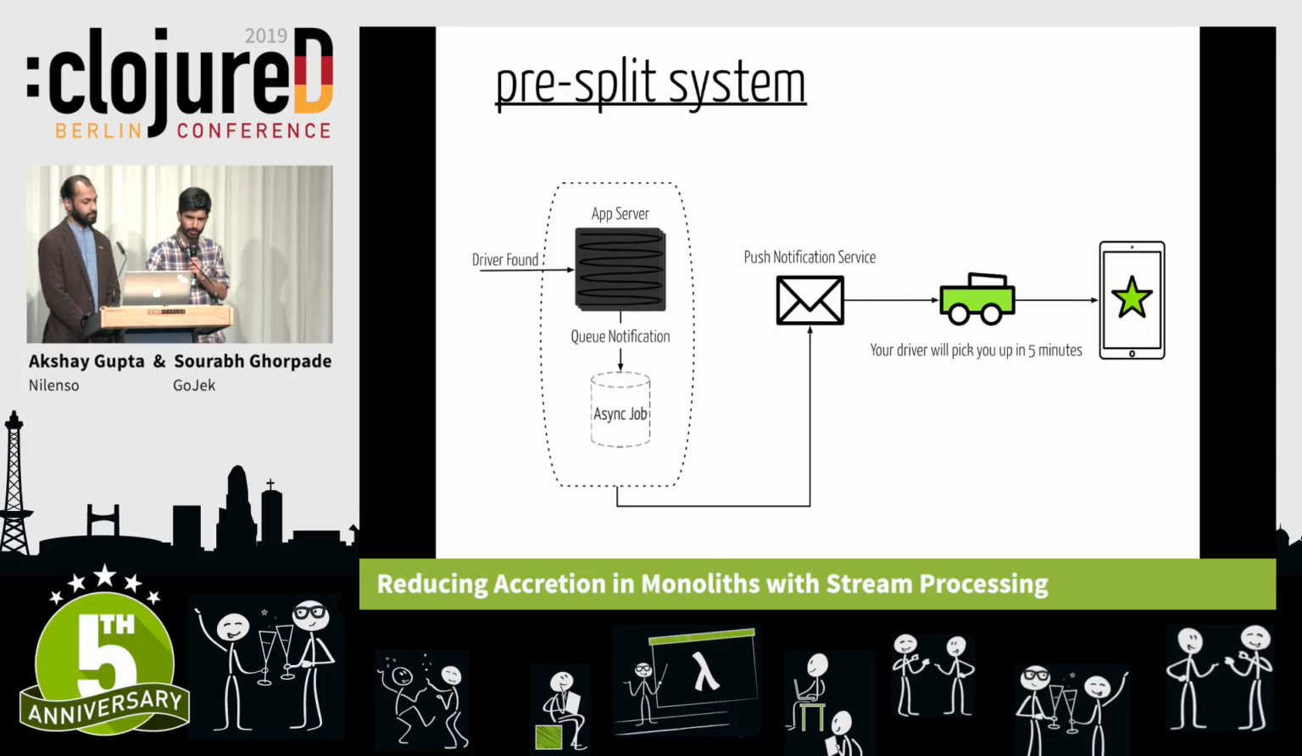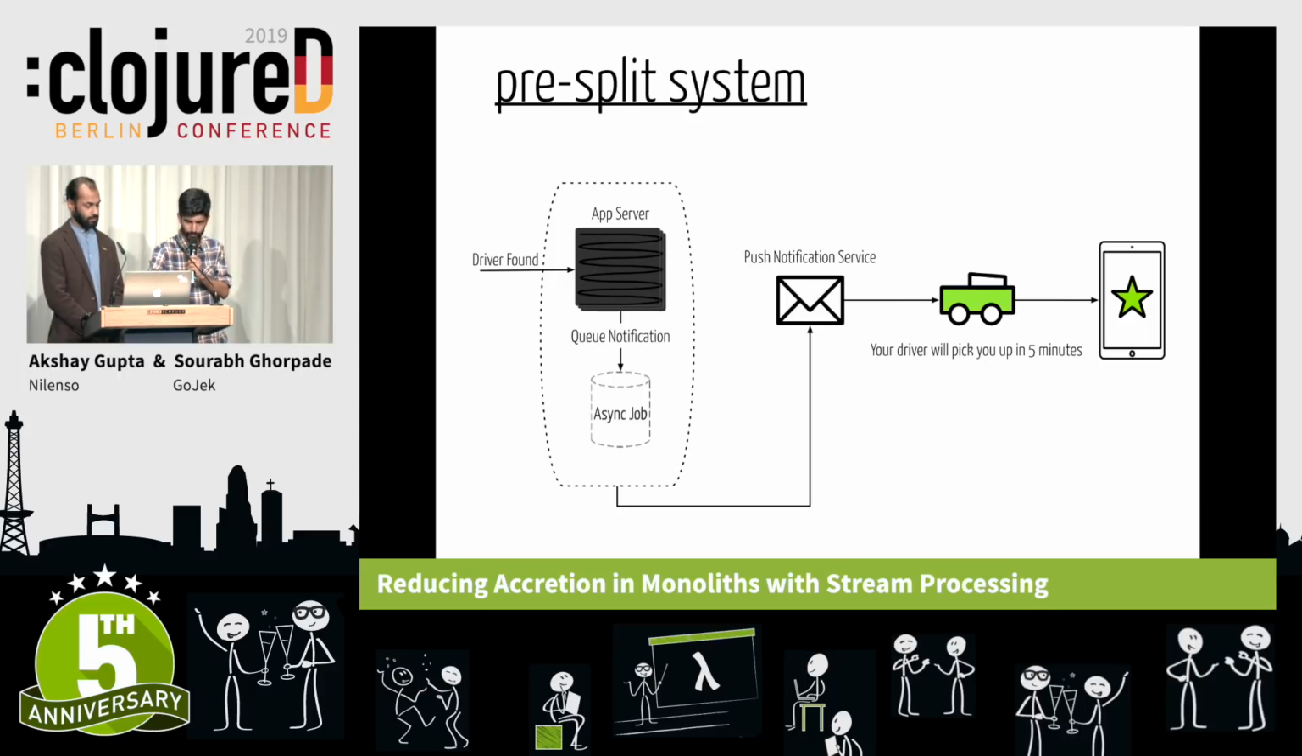So this is what our system looked like before splitting. When an API call used to come into the order management system that a driver has been found for a booking, it would typically queue a notification job into the async job framework, which would then call the push notification service, which would send out the notification. The async job's responsibility was to know when, so the order management system here is knowing when to send a notification and also doing stuff like fetching the customer's locale so that the message can be localized for the customer.